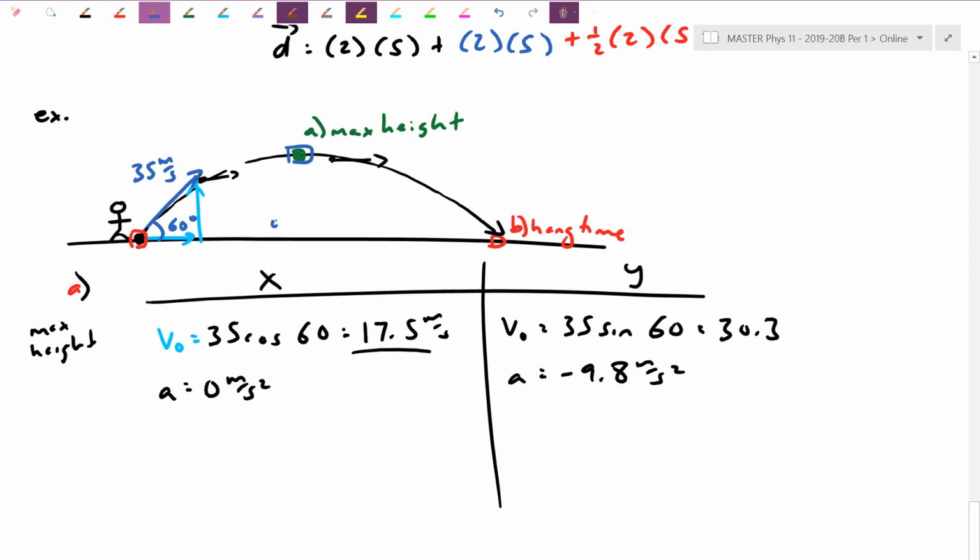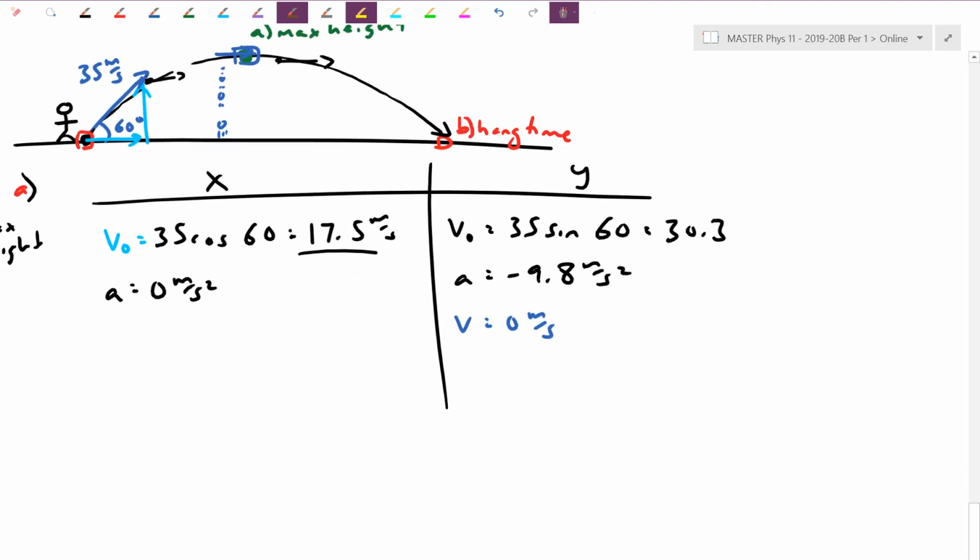The one other value that we have with the max height question is, in the vertical direction, I know all objects that go upwards have to slow down. By the time it gets to the max height, we actually know that the final velocity in the y direction is 0. So we're going to use that to our advantage here.